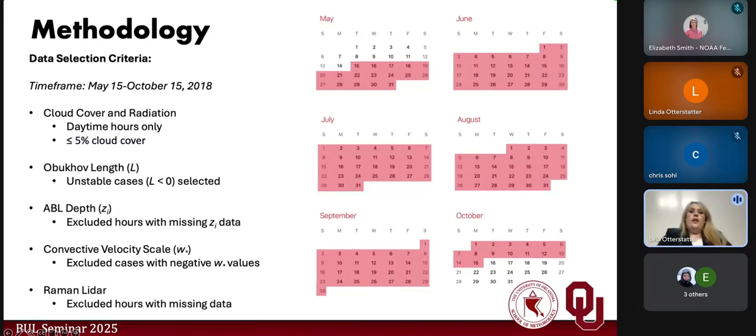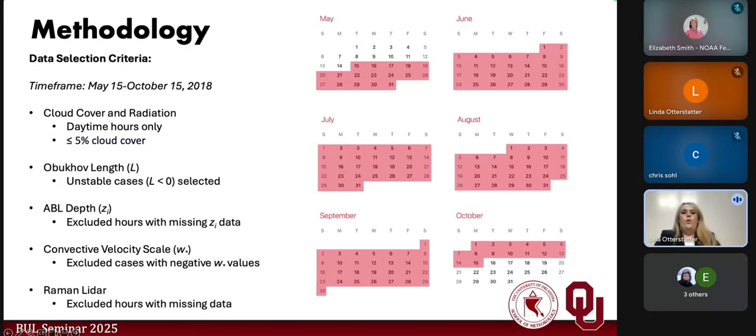Next, we look at the boundary layer depth. And if anyone has worked with observation data, you know that sometimes not all the data is there and there are missing values. And that is a challenge that we hit here. And so we had to exclude data with missing ZI values. And then continuing on, looking at the convective velocity scale, we excluded cases with negative W star values, as we want ones that are positive, because that is what makes sense.